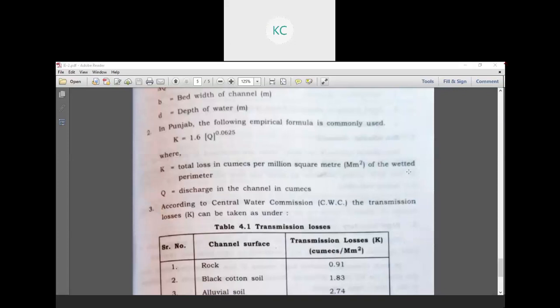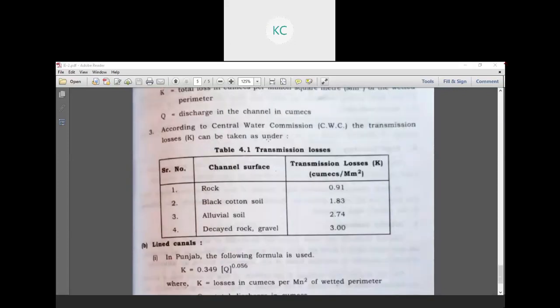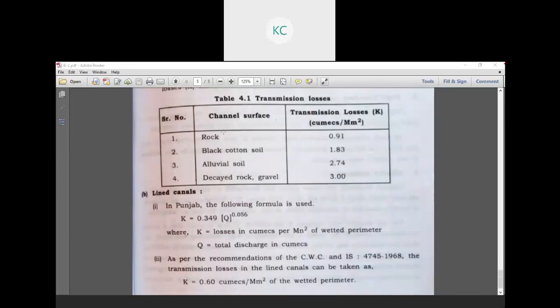And according to the Central Water Commission, the transmission losses can be taken as: for rock or rocky soil 0.91, for black cotton soil 1.83, alluvial soil 2.74, and decayed rock level 3.